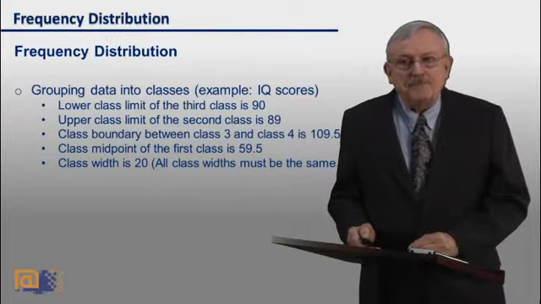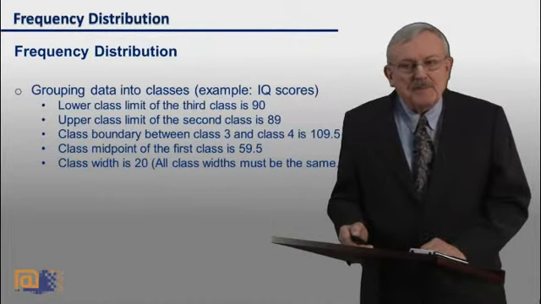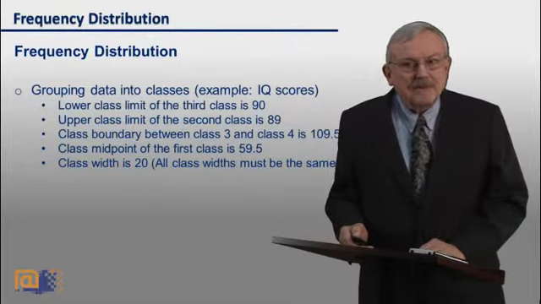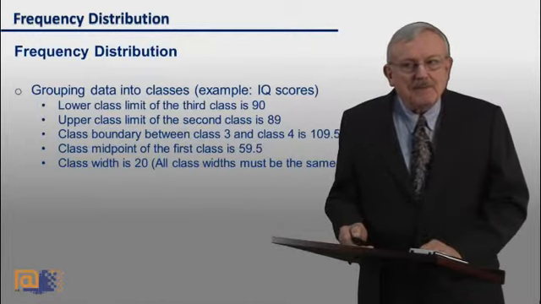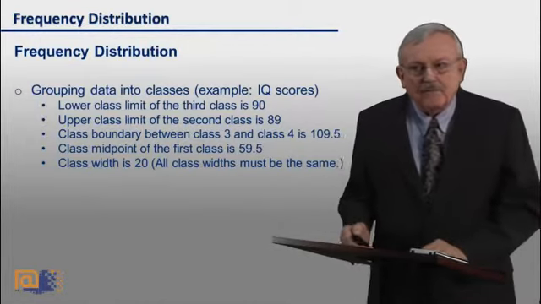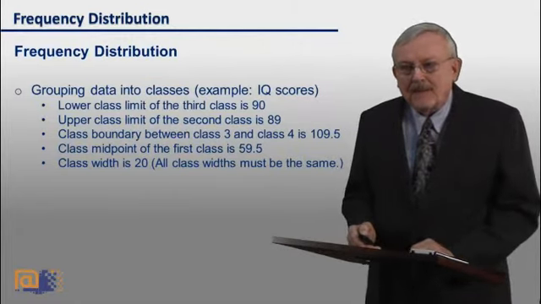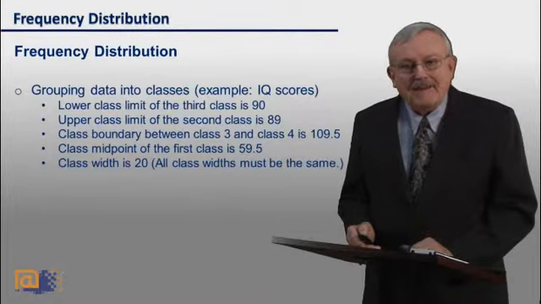In our example, we're going to show you an example of IQ scores for which the lower class limit of the third class will be 90. The upper class limit of the second class will be 89. The class boundary between class 3 and class 4 is 109.5. The class midpoint for the first class is 59.5, and the class width of each class for this distribution is 20.